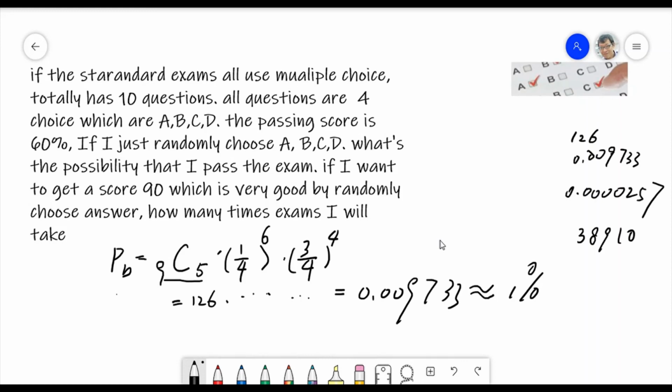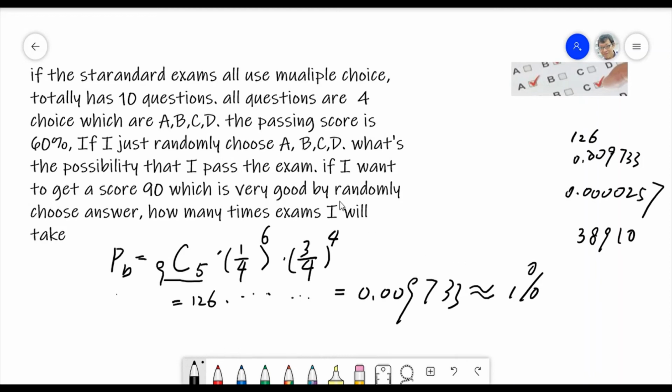Remember, only 1%. So think about that. Our study is not by chance, but by reading knowledge, right? So if you just want to pass by chance, you only have a 1% chance. But if you don't know any answer, it's better you just randomly choose than submit nothing, because at least you have a 1% chance to pass if you don't know anything.